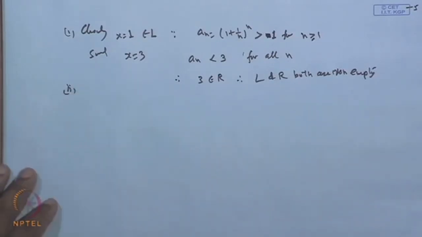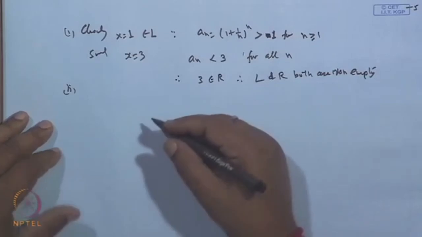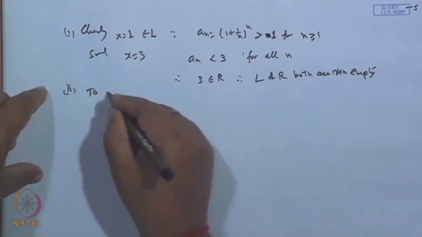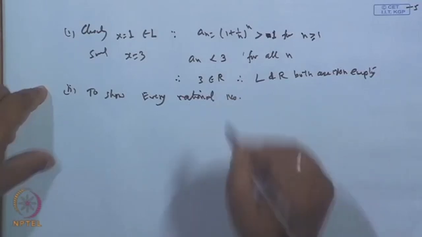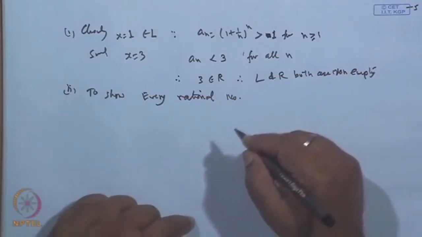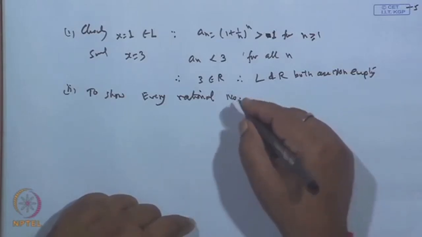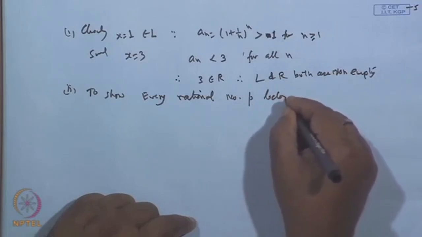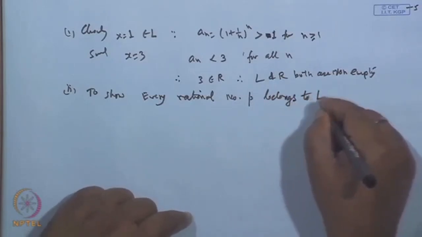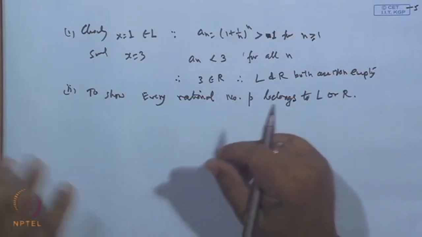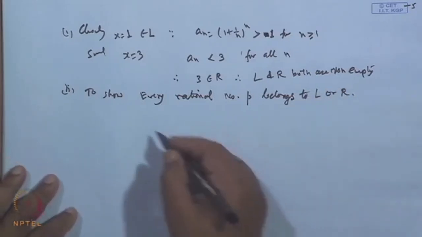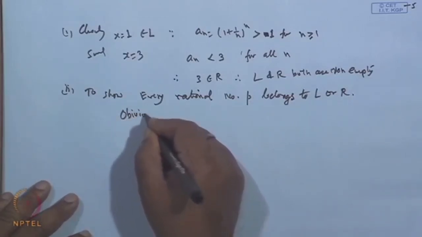The second condition in Dedekind's theorem is that every rational number belongs to either L or R. So, the second thing to show is that every rational number p belongs to L or R. This we want to show, which is obviously true. Why?